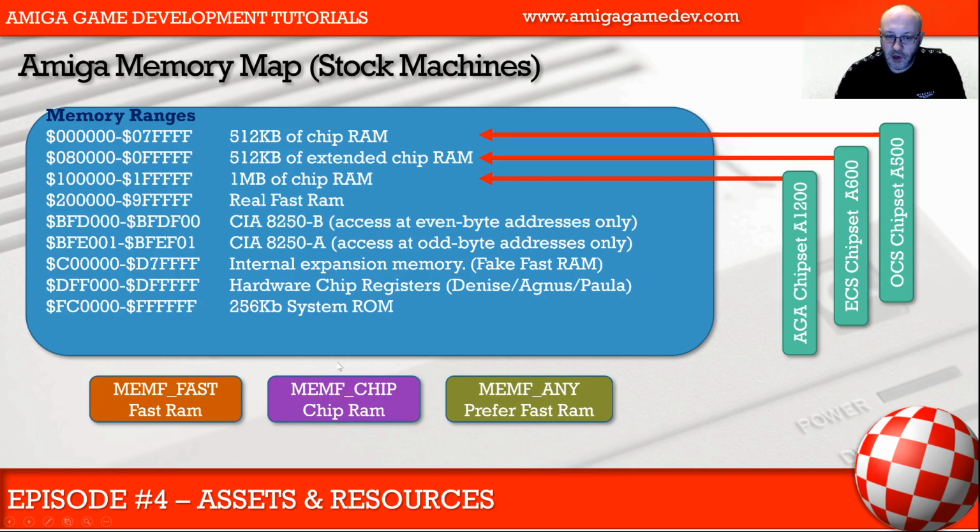So what I tend to do is, if I want some fast RAM, I would typically say, right, give me MEMF_ANY. And if I want some chip RAM, which is what you do need to do as well, I would say, right, allocate some chip RAM. It's very rare that I ever say I just want some fast RAM. Very rare at all.